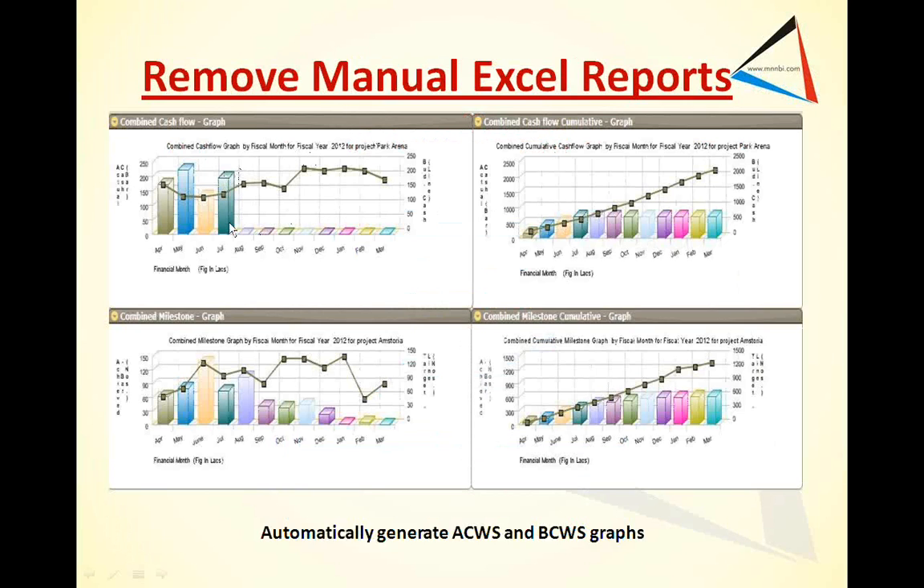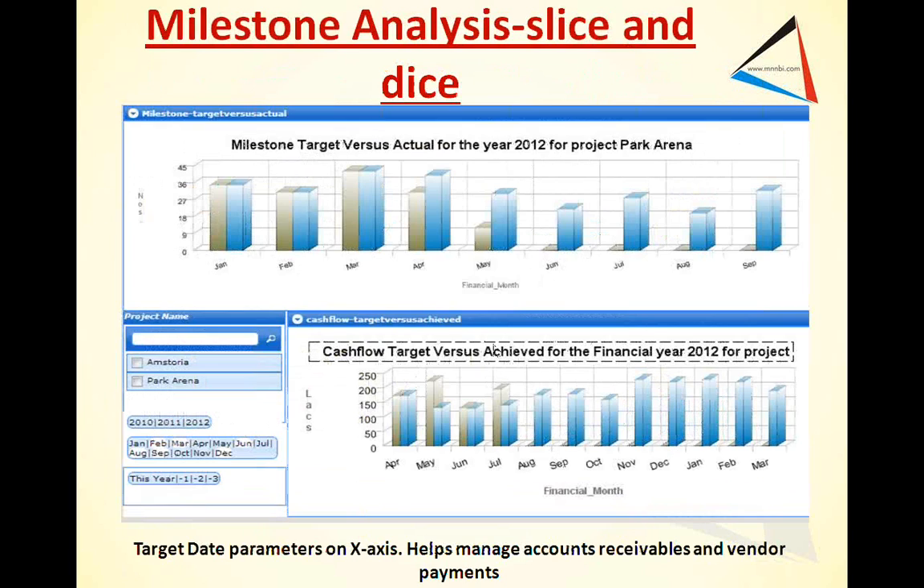Now, first of all, we removed the manual Excel report. So this is my combined milestone target versus actual. This is a typical S curve. So this is for both milestones as well as for the cash flow. So you automatically generate the BCWS and the ACWS curves.